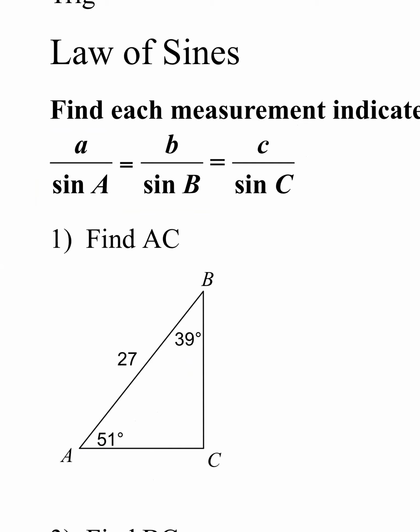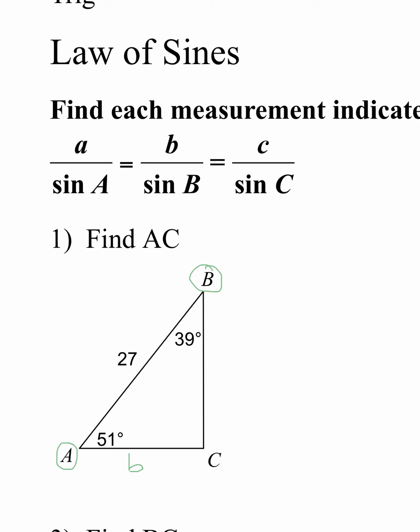I'm supposed to find AC. So that's this side right here. Well, what letter is that going to be? Is that going to be lowercase a, b, or c? Hopefully you're saying, that's lowercase b because it's across from angle B. So that's what I'm trying to find. What do I have? I already have angle A. I have angle B. I could find angle C if I wanted, but I actually don't need to bother. And I do have this side here that's marked 27.